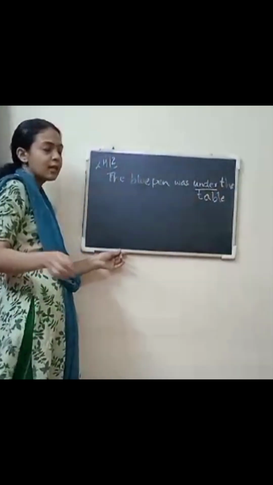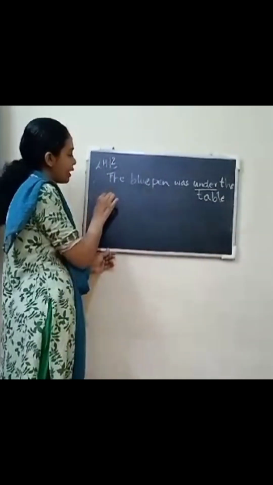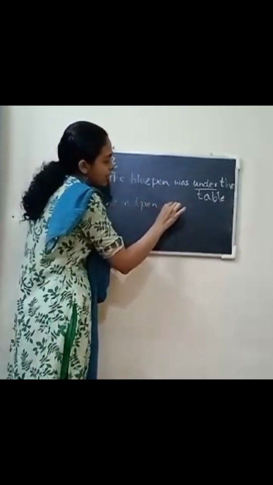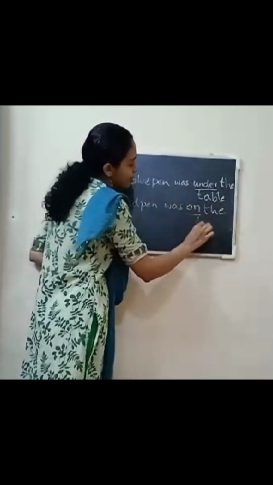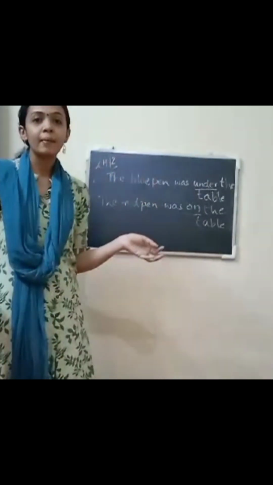What was my second? Where was my red pen? The red pen was on the table. Do you understand the two sentences? The blue pen was under the table.